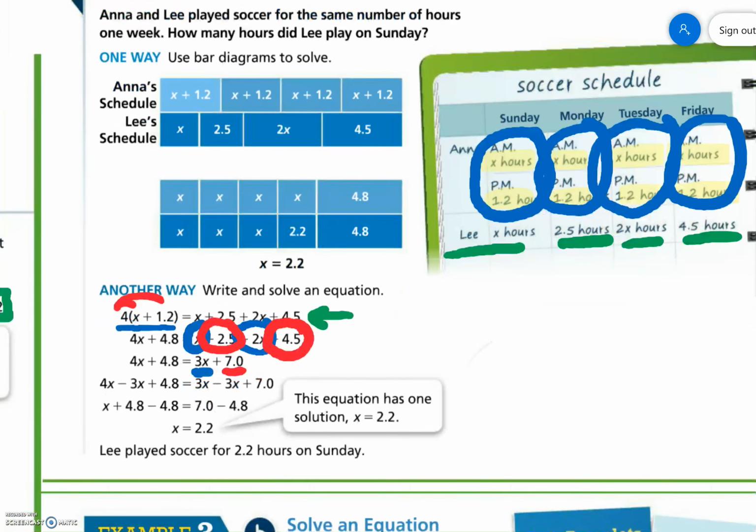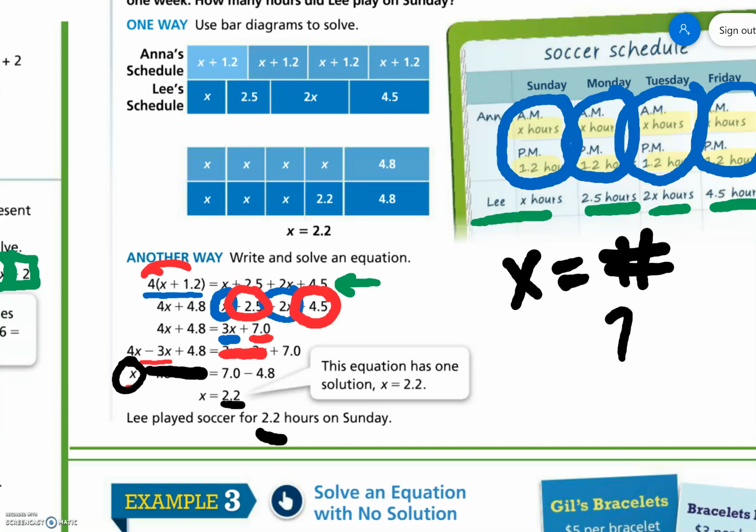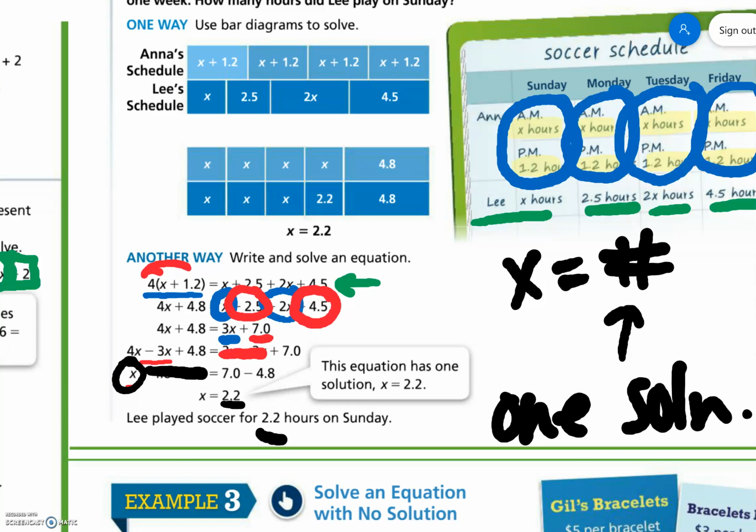Now, I'm going to solve for x, so I'm going to subtract 3x from both sides. So subtract 3x, those cancel out, and 4x minus 3x gives me 1x. Next, to get x by itself, we're going to subtract the 4.8. So that cancels out over here and I'm left with 2.2. So Lee played soccer for 2.2 hours on Sunday. Since x equals a number, that is the only answer it could ever be. So there's only one solution.